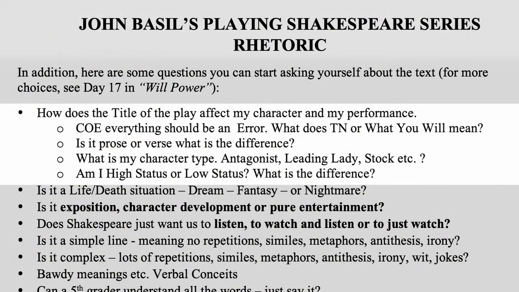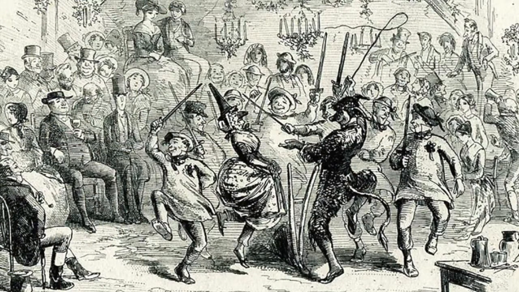The next thing I would like you to think about in rhetoric is you have a series of questions that you must ask yourself. How does the title of the play affect the character and the performance? Comedy of Errors. Everything in Comedy of Errors must be an error, otherwise it won't be the comedy. Another one that we discussed was Twelfth Night, or What You Will. What we didn't say in the Shakespeare's bawdy section, because I'm not sure everybody will watch the bawdy section, is Twelfth Night was 12 nights after Christmas, and it was famous in England for the night of pranks. There's a lot of pranks that happen in Twelfth Night.